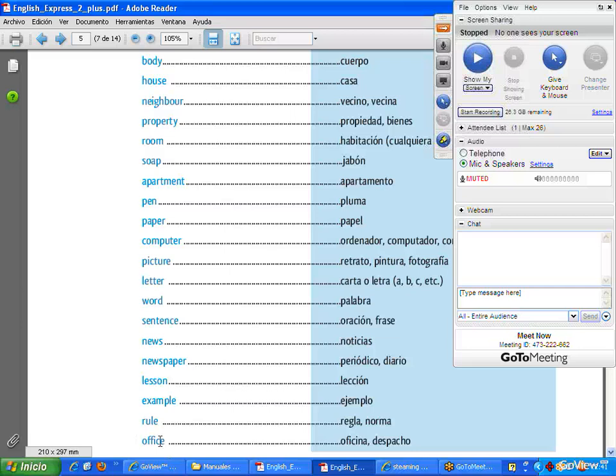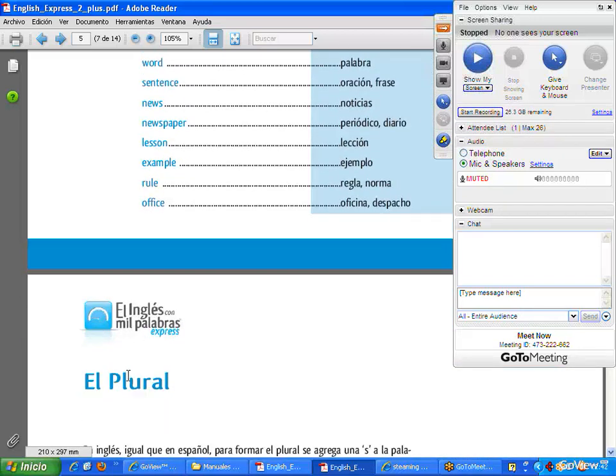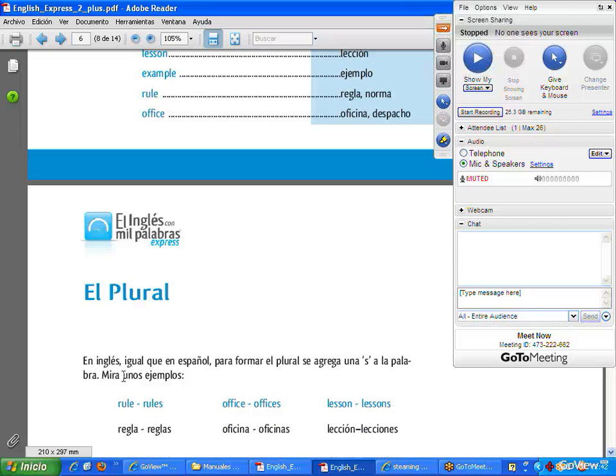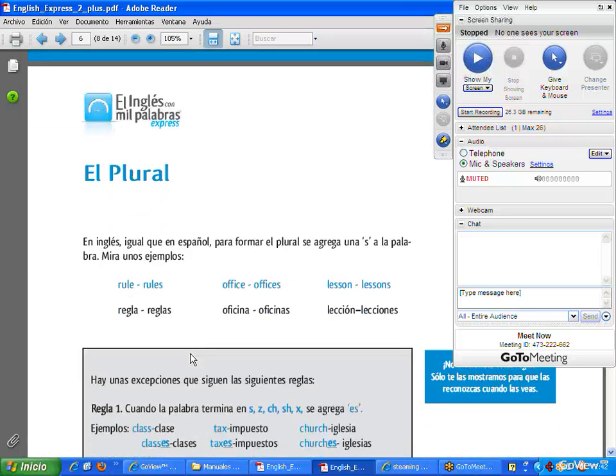Okay, let's look at the plural. Well, it says here in English it's the same as Spanish. To make the plural, you have to add an S to the words. Look at these examples. Rule, rules. Office, offices. Lesson, lessons.